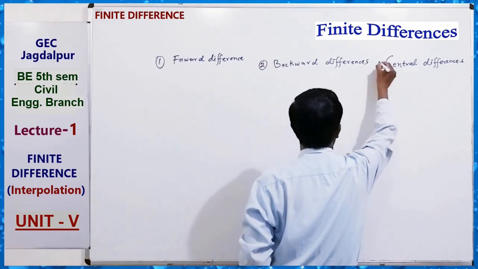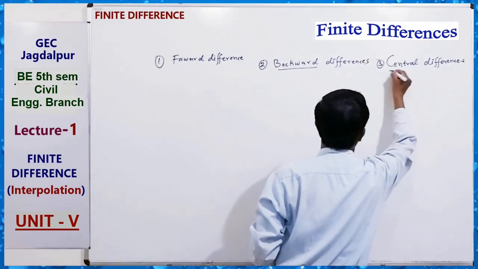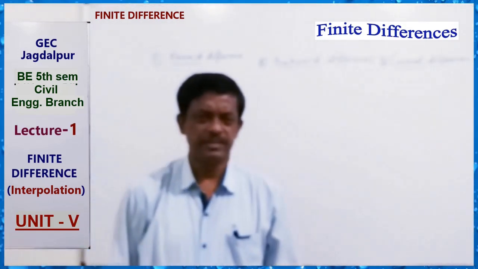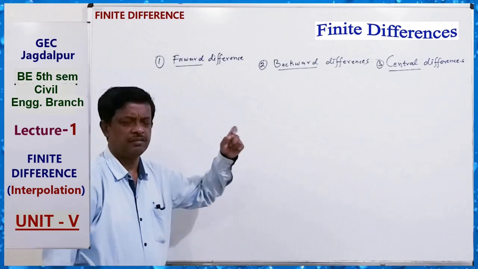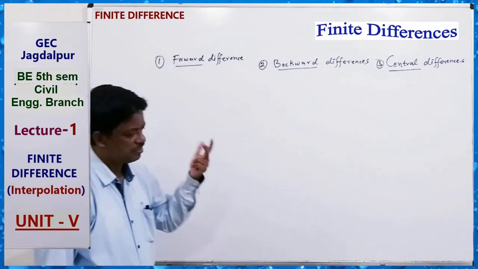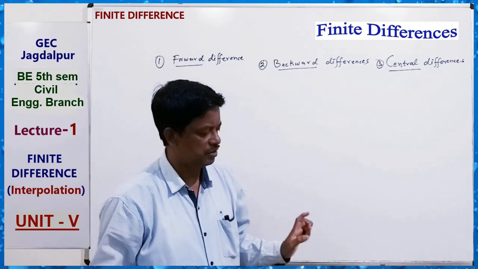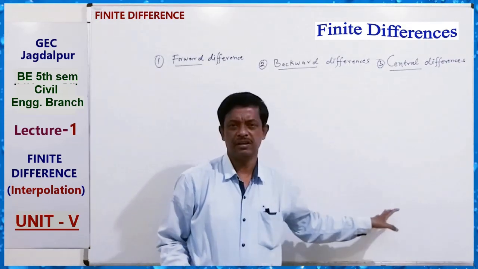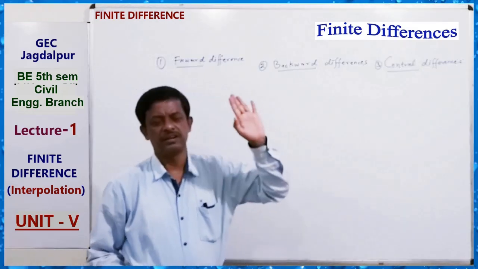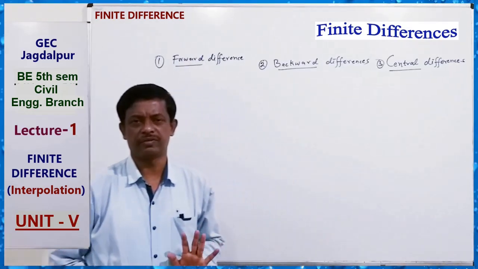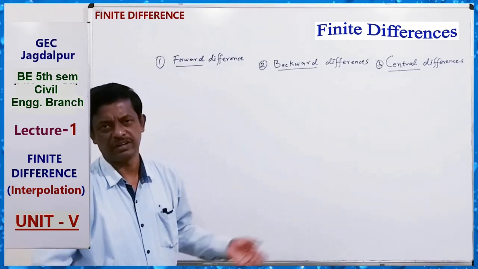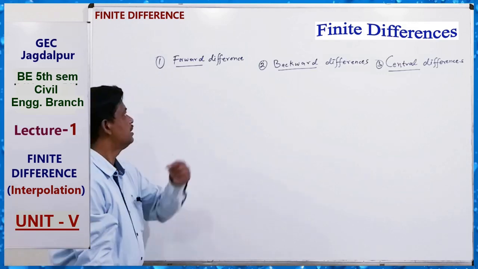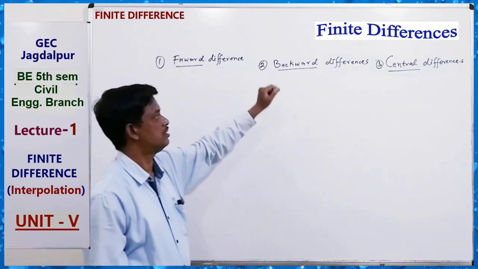Second and third. Backward, central, forward. These three types of differences. Their definitions are very simple, because interpolation is very simple: we just require a formula and prepare the table, and from the table just put the different order of differences in the formula, then you can get the value. Numerical maths completely. So here: forward difference, backward difference and central difference.